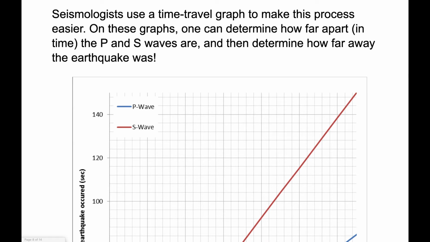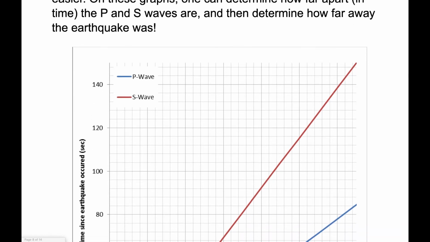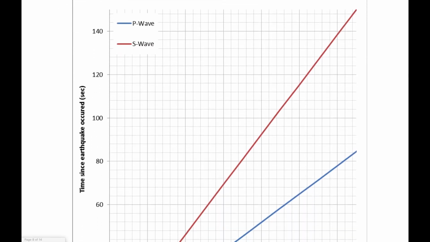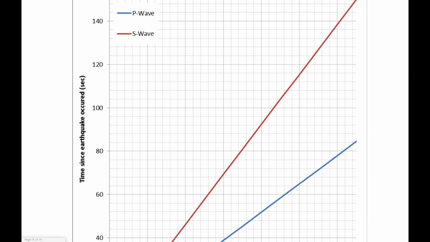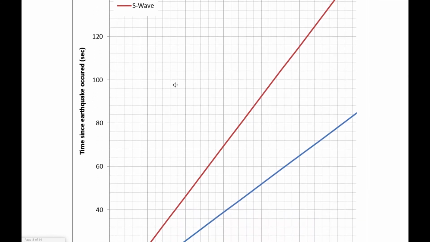Seismologists use a time travel graph to make this process easier. On the graphs, you can determine how far apart in time the primary and secondary waves are, and therefore determine how far away the earthquake was. Here's an example of that kind of a graph. The P wave is represented as the blue line. The S wave is represented as the red line.